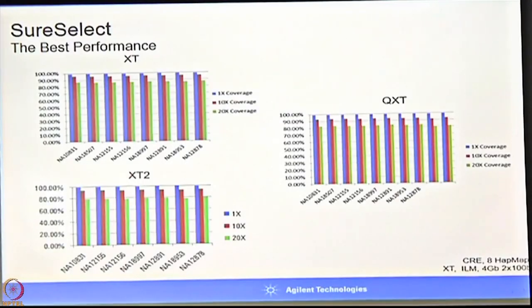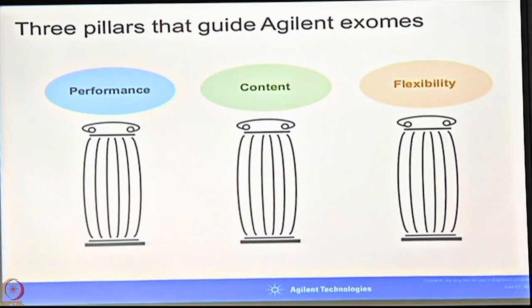Okay, so the performance of all these methods of making exome libraries is pretty good, and they get very good coverage, more than 95% coverage for all the methods. These are the three pillars Agilent works on: performance of the exome library, content, and flexibility. We have worked for decades to improve the performance, content, and flexibility of the kits.